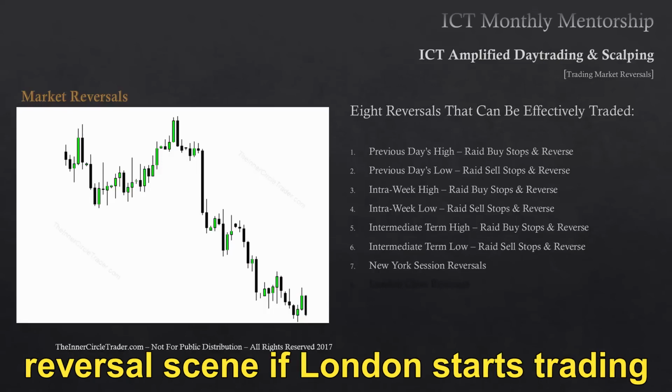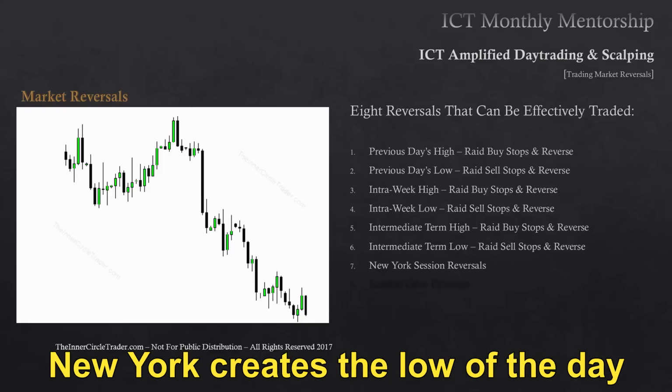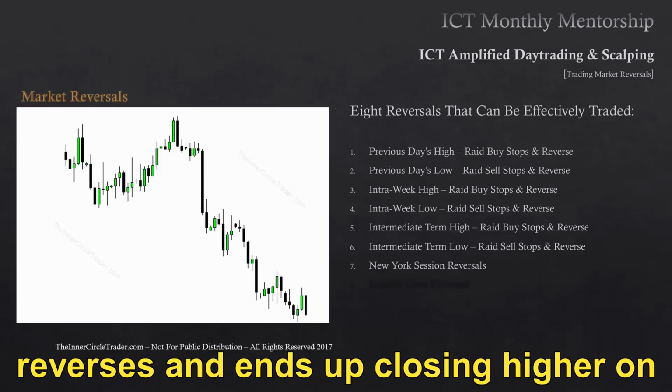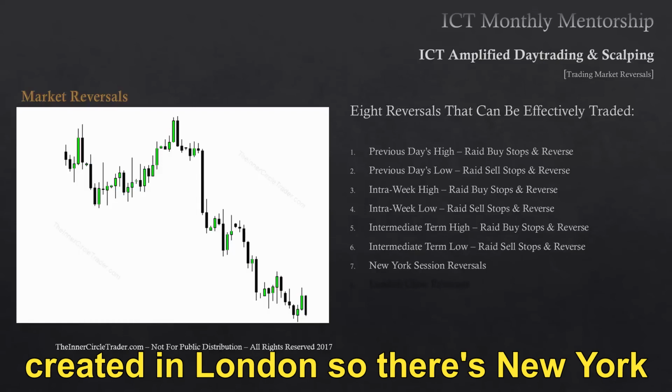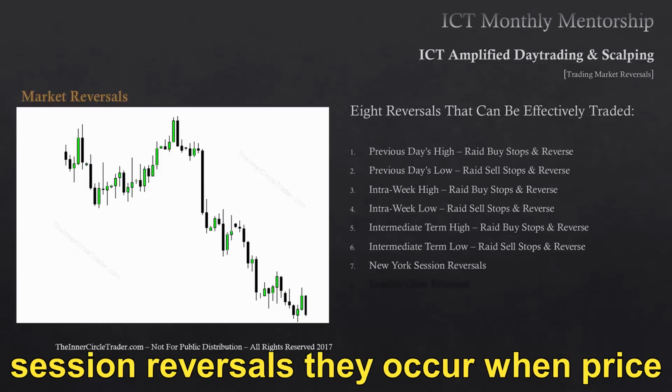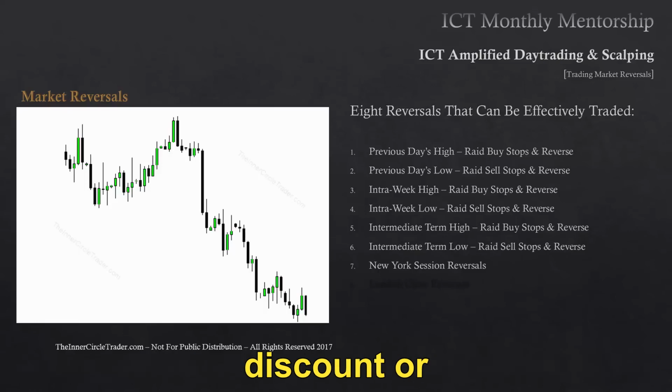If London starts trading lower, creates the high of the day, then New York creates the low of the day, reverses, and ends up closing higher on the day, above all the range that was created in London. So there's New York session reversals. They occur when price eventually trades to a higher time frame discount or premium array.